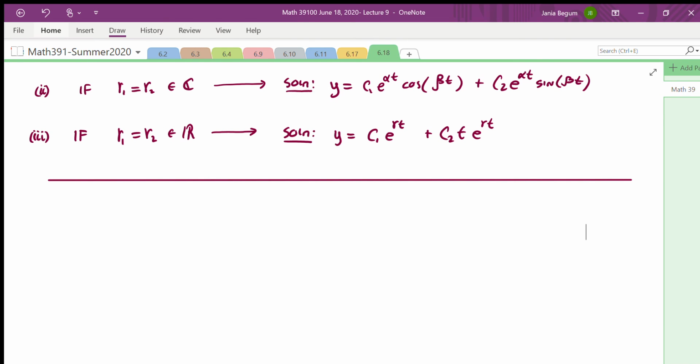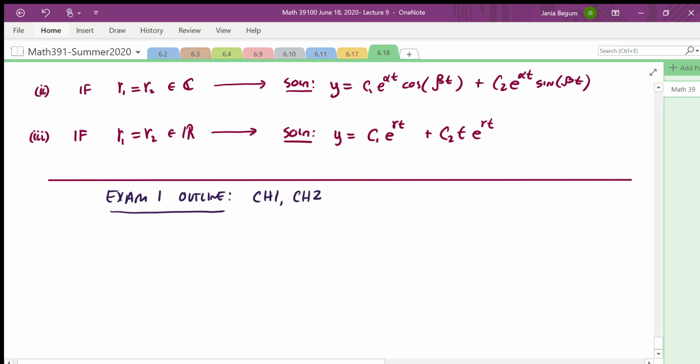So for exam 1, you are responsible for the following sections. The sections are going to be chapter 1, where you classified and slope fields, we talked about them. Chapter 2, everything we covered. And chapter 3, we didn't finish chapter 3 because there's more to talk about. Only 3.1, 3.2, 3.3, and 3.4. So chapter 1, chapter 2, chapter 3 only up to 3.4, which is up to today's lesson.